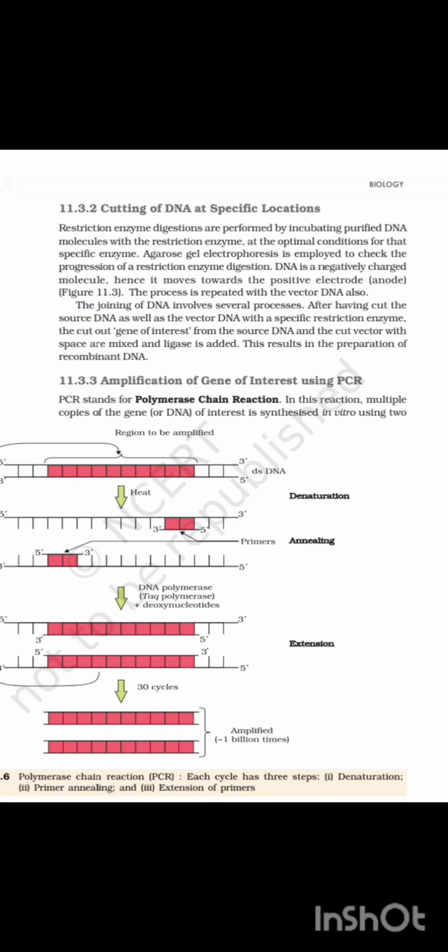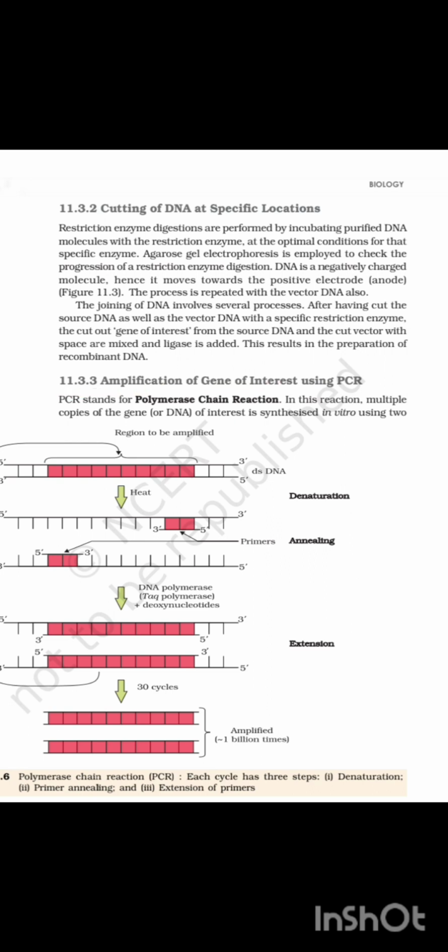The joining of DNA involves several processes. After having cut the source DNA as well as the vector DNA with a specific restriction enzyme, the cut out gene of interest from the source DNA and the cut vector are mixed and ligase is added. This results in the preparation of recombinant DNA.